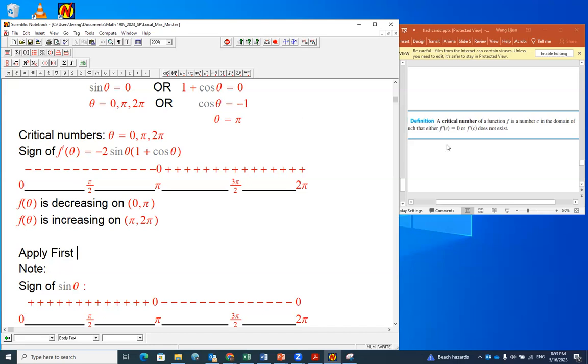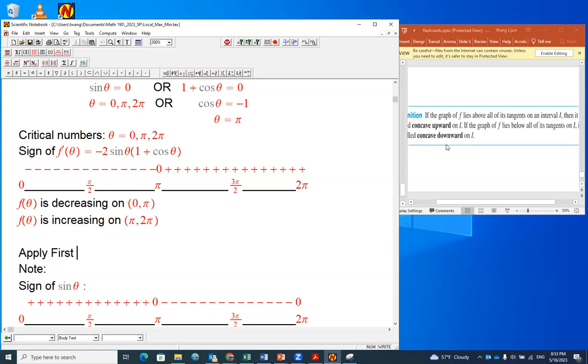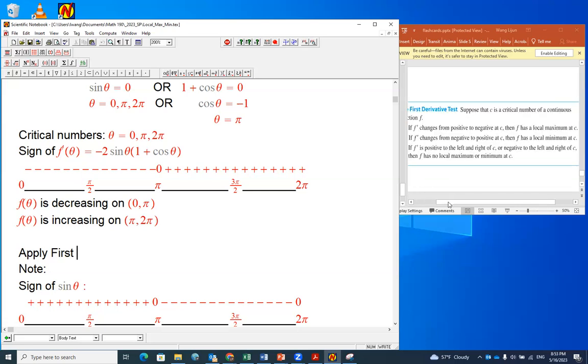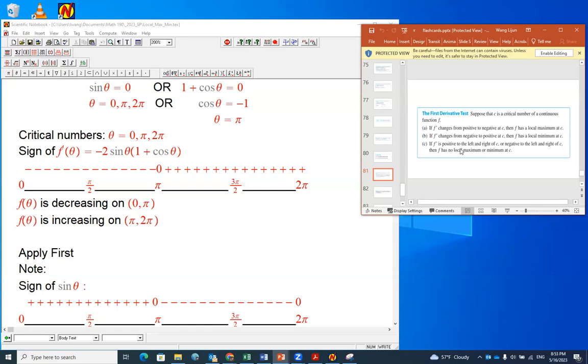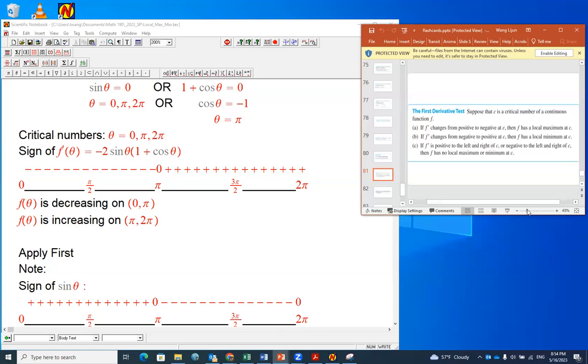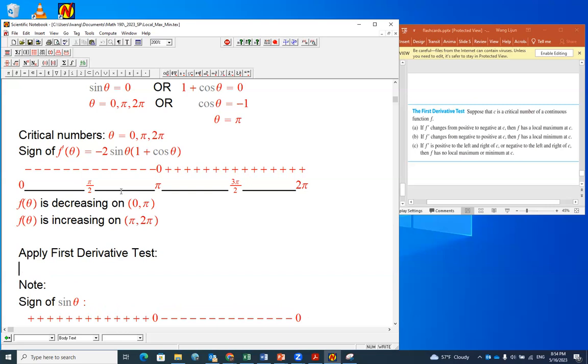What's the first derivative test? Right here, you have your flash card here, and I have it right here. That's the first derivative test. Let's make it a little bit larger so you can see everything. If you like to do the second derivative test, go ahead. It can be done. You just have to find the second order derivative, and we can do that as an alternative in a minute.